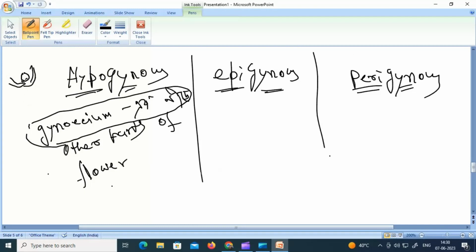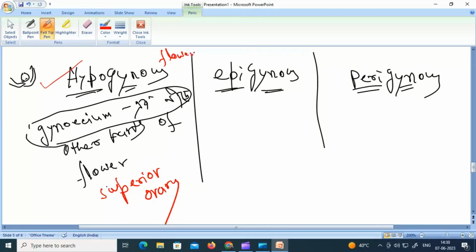So this type of ovary will be called a superior ovary. The flower is hypogynous and the ovary is superior. Just remember only one, and the other will automatically come to your mind. Hypogynous means gynoecium er niche, which means the ovary portion will be the superior portion. That's why it is a superior ovary.